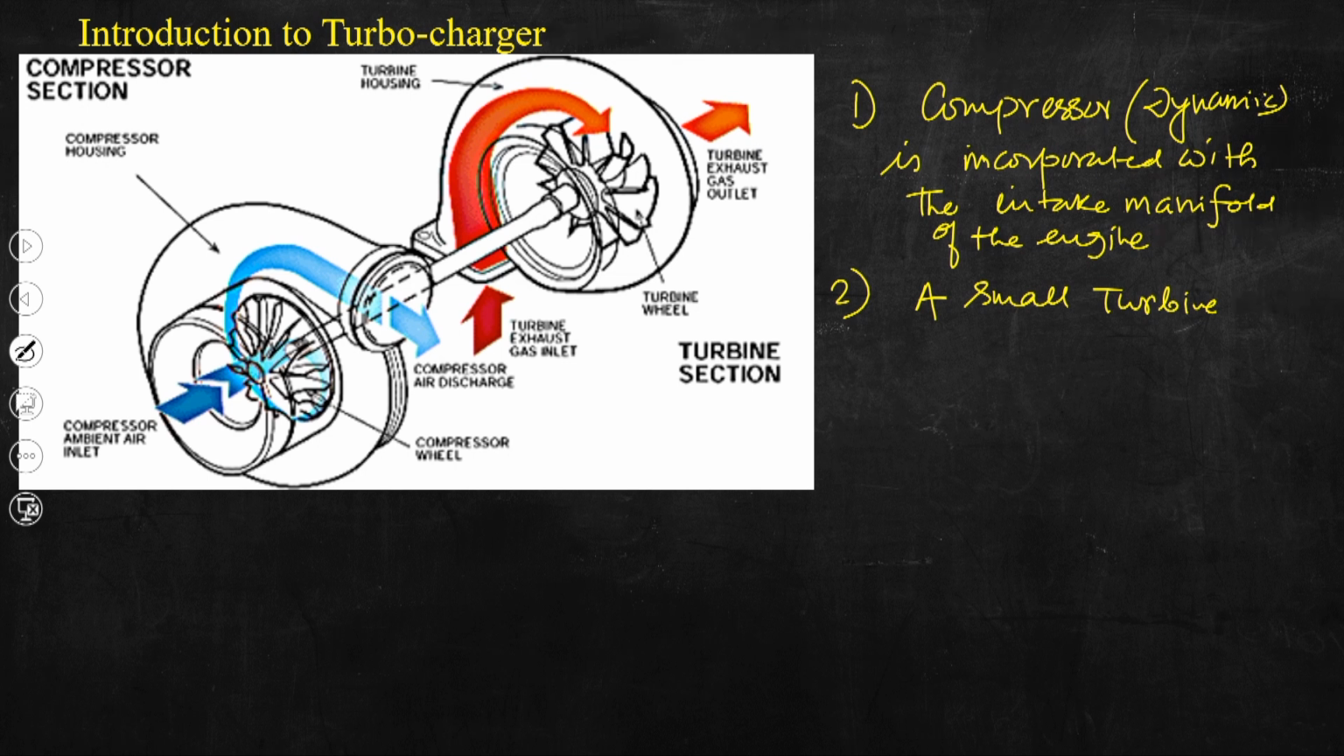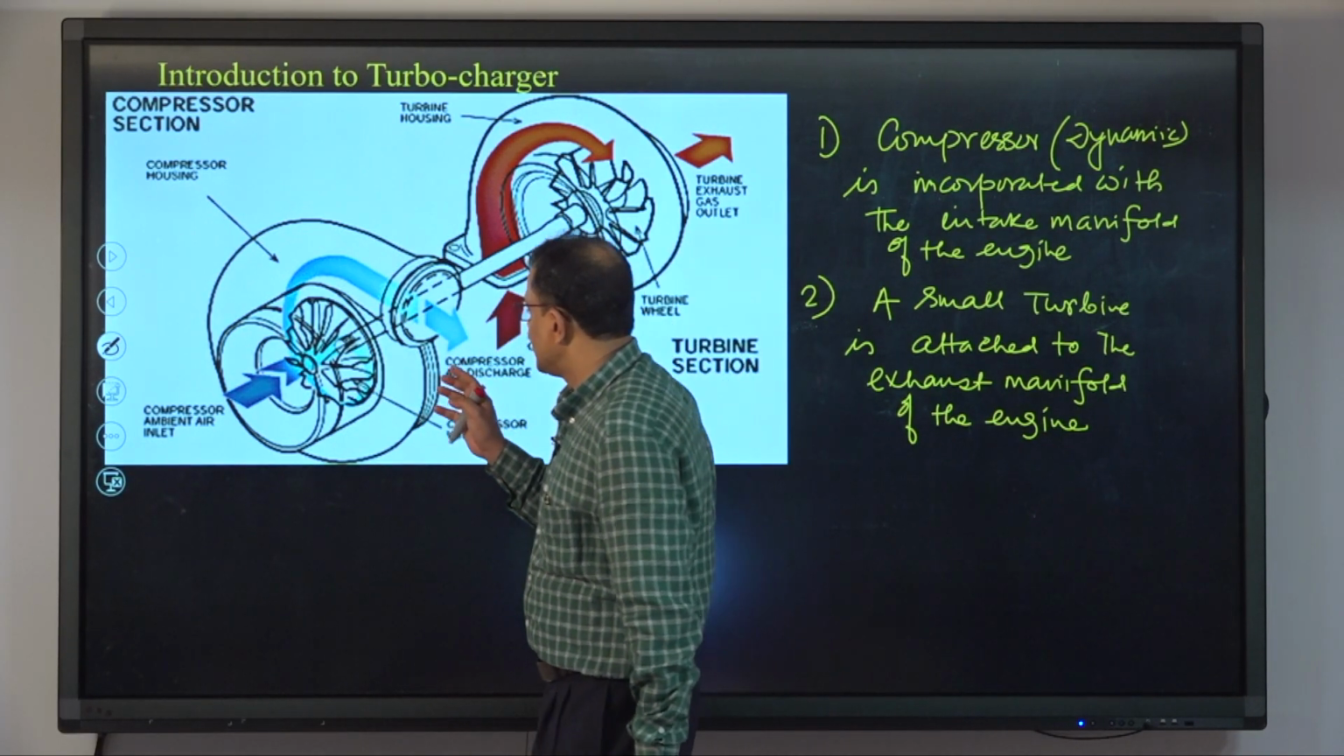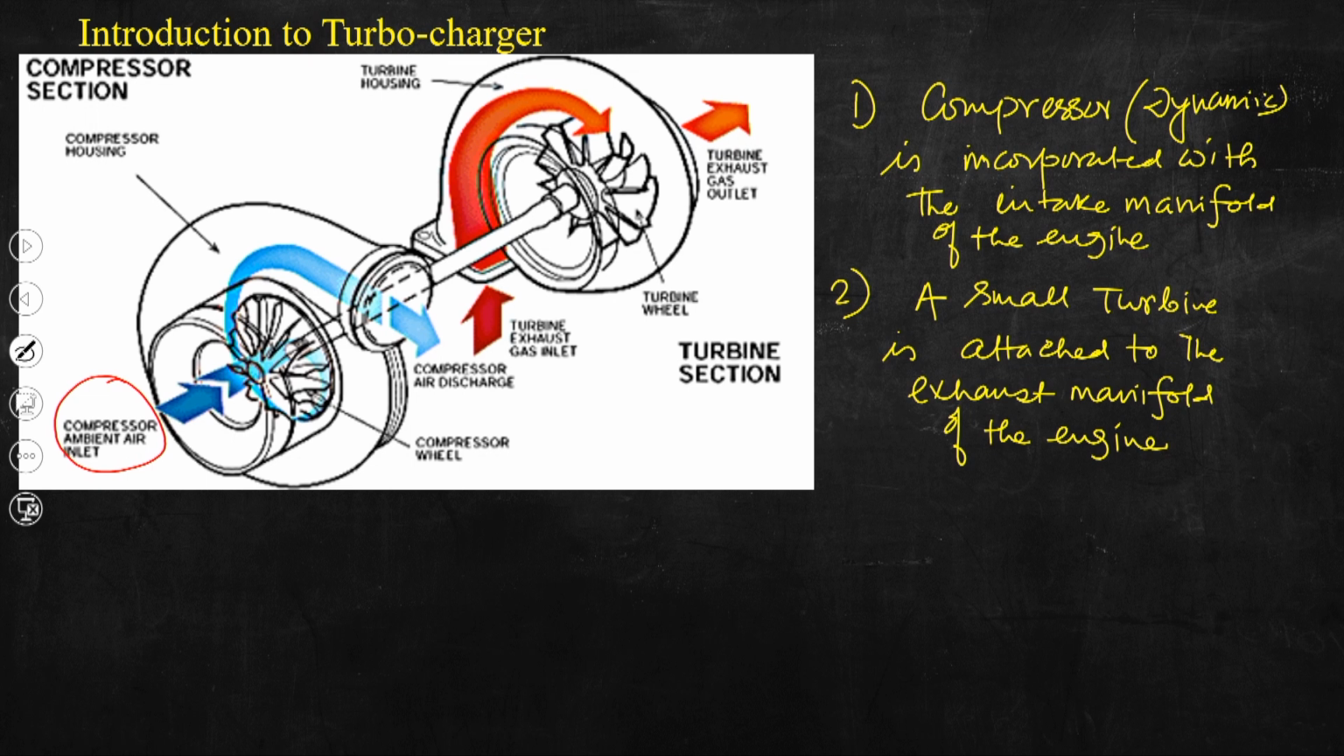A small turbine is attached to the exhaust manifold of the engine. You can see the lower part of this unit is the compressor, and from the arrow, this is essentially ambient air which is drawn into this compressor. That air is compressed by rotating the rotor of the compressor. The rotor of the compressor rotates to compress the air, and in this direction compressed air is coming out, which is fed into the intake manifold and eventually drawn into the engine cylinder.